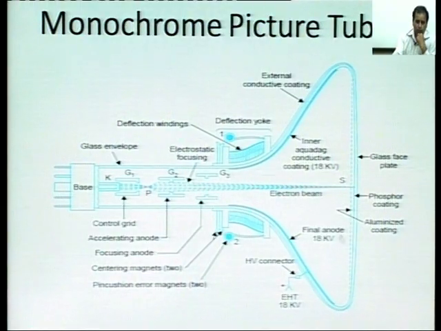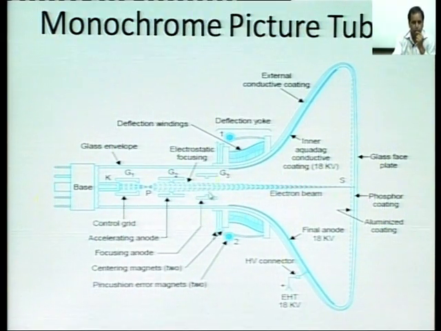Then we have the final anode, and before the final anode, it is necessary to discuss what this EHT is. This EHT is 18 kV, as you can see from here. It is extra high tension voltage which is provided at the aquadag coating or final anode. This coating is required so that the secondary emission of electrons can be avoided. What the secondary emission is, we will discuss shortly. Then we have the phosphorus coating here. As we know, phosphorus has a characteristic that when fast moving electrons strike the phosphorus coating, light will be emitted from the coating.